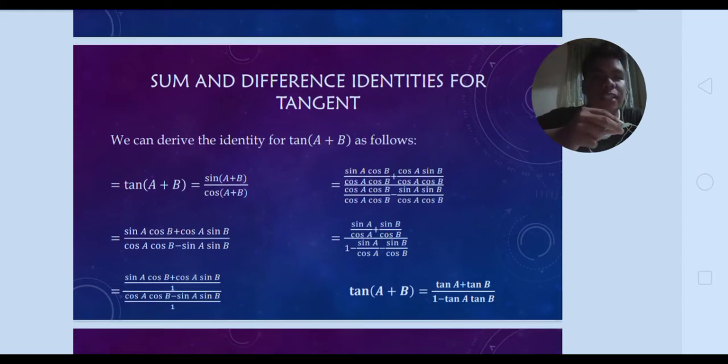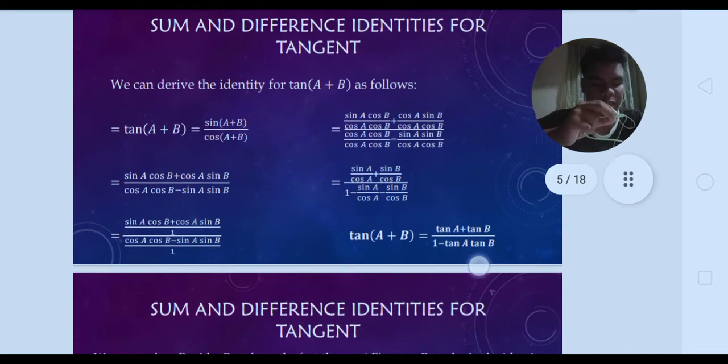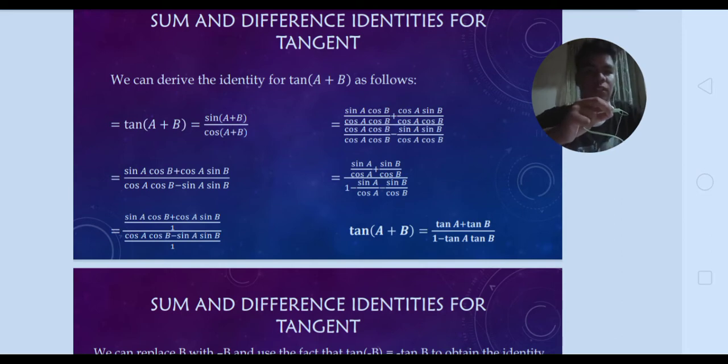The sum and difference identities for tangent. We can derive the identity for tan of a plus b as follows. Tan of a plus b is equal to sine of a plus b over cos of a plus b, which is a fundamental identity. And then we have to use the sum identities of sine and cosine, which is equal to sine a times cos b plus cos a times sine b over cos a times cos b minus sine a times sine b.